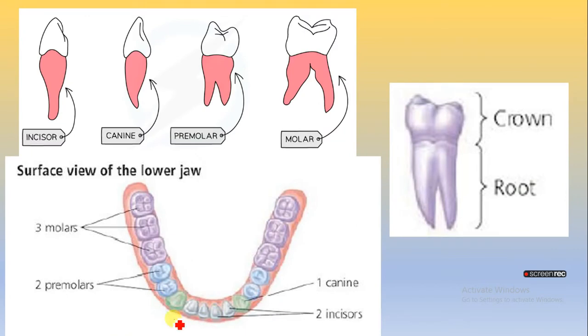Now, I think this will give you a broader, clearer picture of how it works. So you find that this whole four here forms your incisors. Then you have your canine, then you have your premolars, then three molars here. You find out that the incisors and canine only have a single root, while premolars and molars have double roots and quite a flat, large surface.